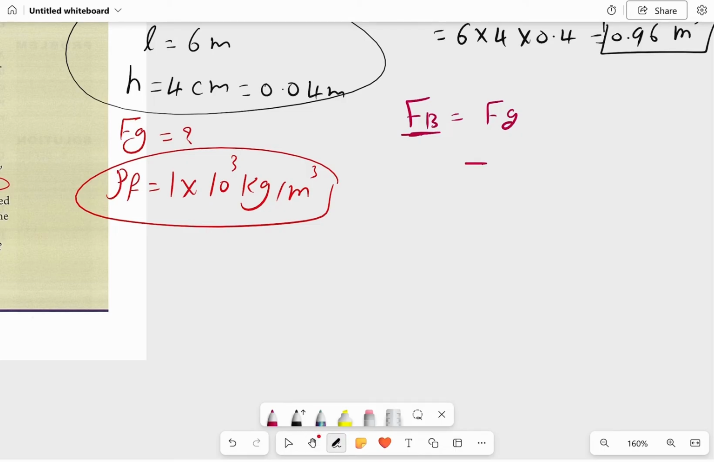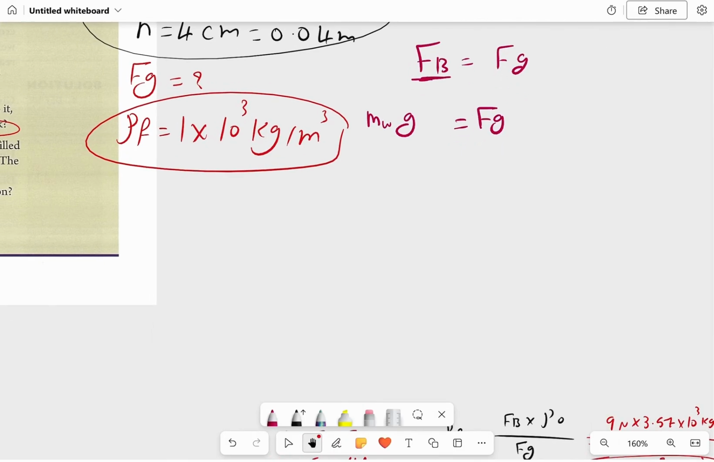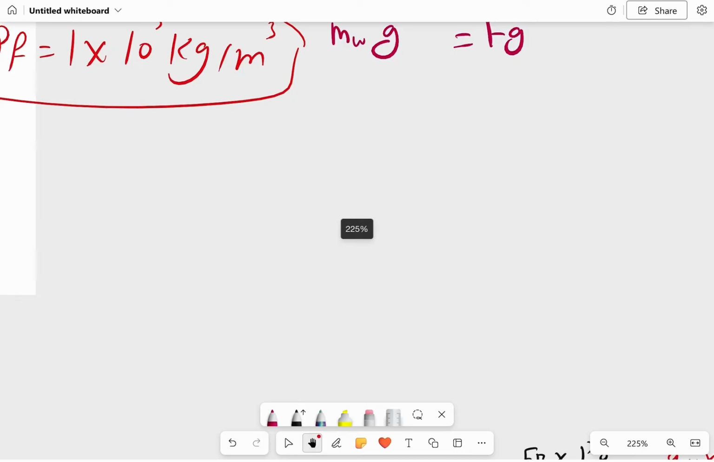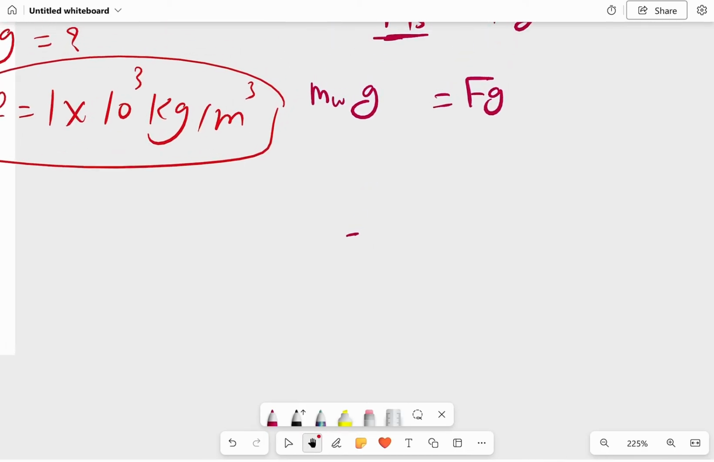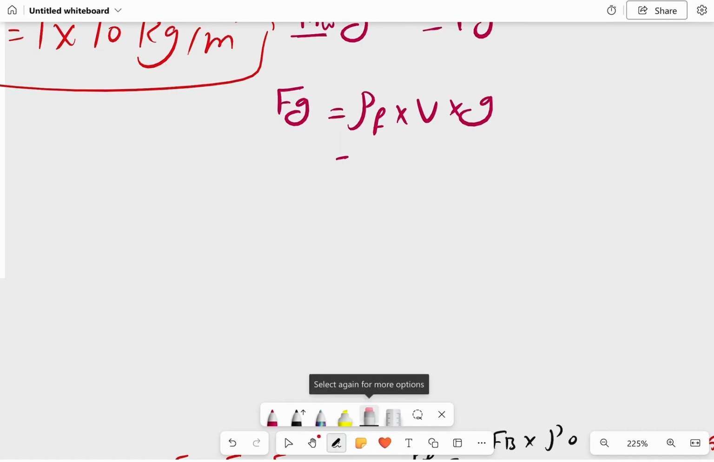Then you will say FG, and buoyancy is equal to mass of the water multiplied by G, okay? Do I have density of the fluid? Yes, I have density of the fluid. Now, remains only what? Let's write this equation like this. As we learned in the previous example, it's the same thing. Mass is equal to density of the fluid multiplied by volume, and then we have gravitational acceleration.